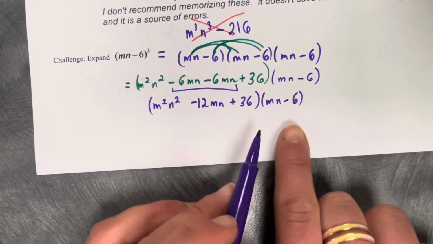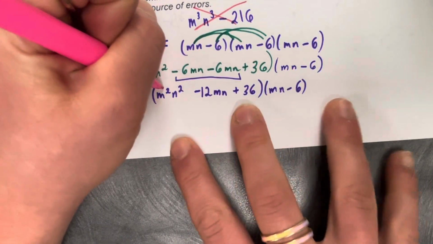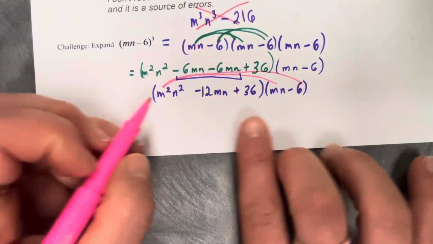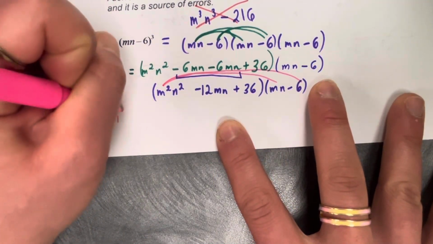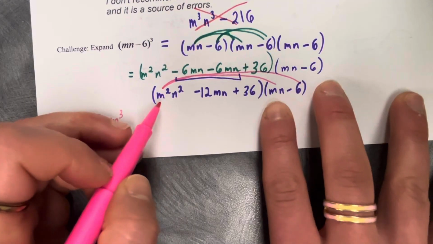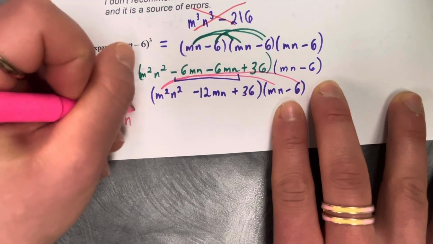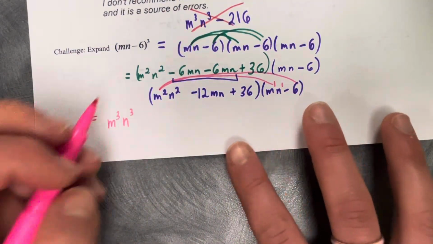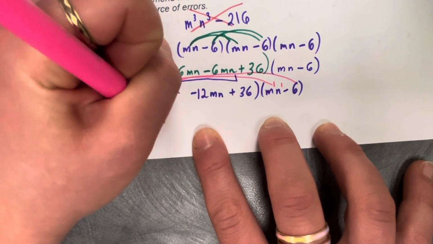Now we have 3 terms and 2 terms, we can do our distribution. So first we're going to do m squared n squared times everything in the second parentheses. M squared times m is m cubed. Remember, you add exponents when you're multiplying terms. N squared times n is n cubed. These are invisible exponents of 1. And then we do minus 6 times m squared n squared.